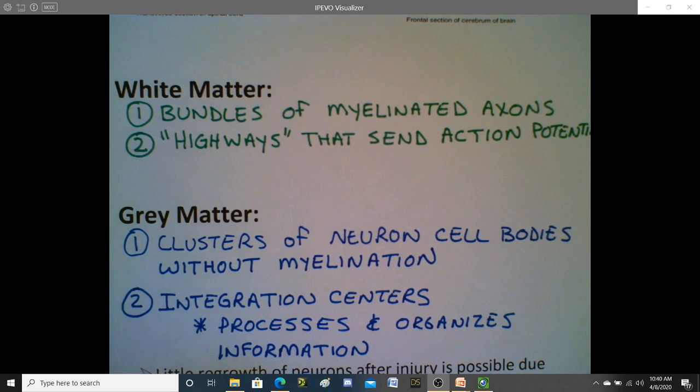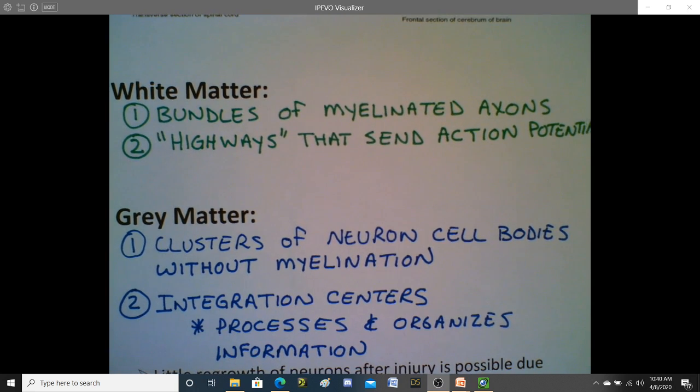Now, gray matter are unmyelinated neurons. So those neurons that have no myelin are called unmyelinated or gray matter. So it says they are clusters of neuron cell bodies without myelination. Now, this is also important because these areas that do not have myelin are not going to be highways moving information from one place to another.